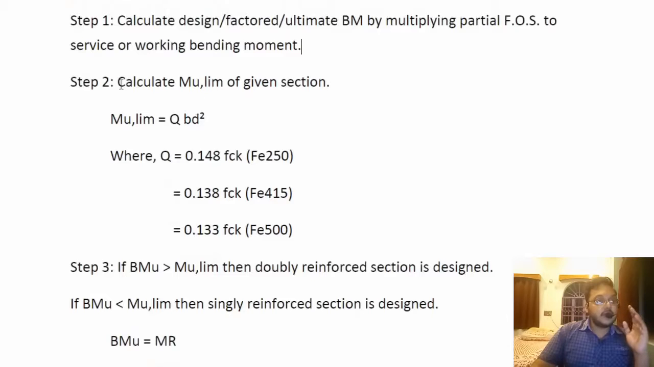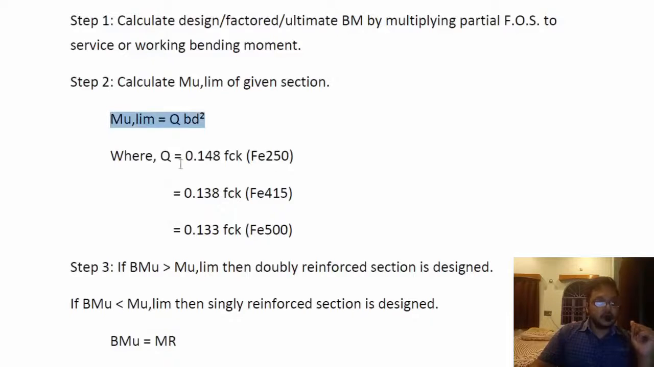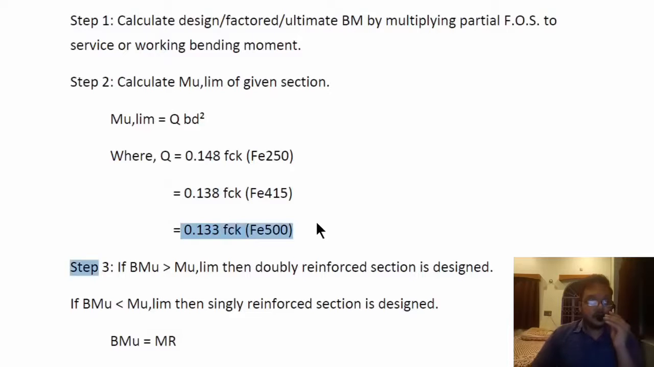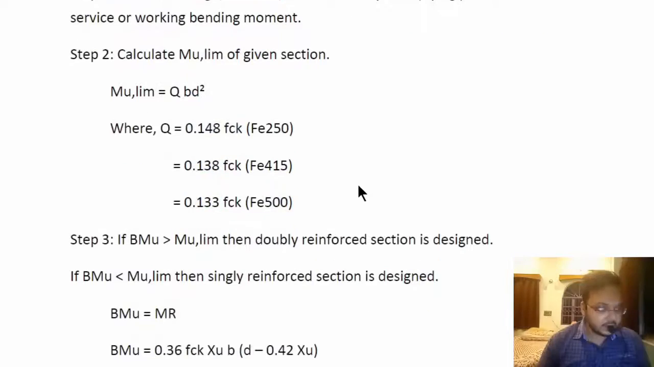Next we have to calculate the MU limit for that particular section, that is the limiting maximum moment which we can have. It is given by Q B D square, and Q, as you know, is 0.148 FCK for Fe250, 0.138 FCK for Fe415 and 0.133 FCK for Fe500. These are the three types of bars and their respective moments, given by 0.148 FCK multiplied by B D square, and similarly 0.138 and 0.133 for Fe415 and Fe500.